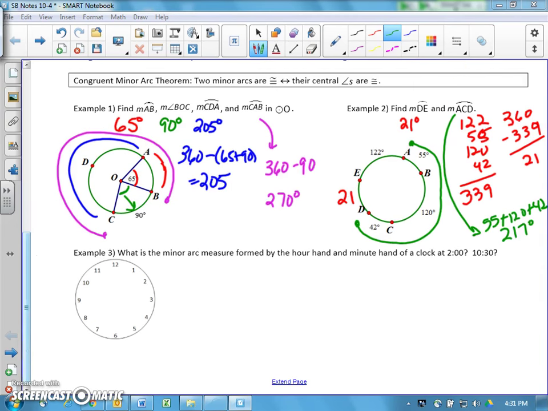This is a very typical application of angle measures. So let's think about what we know about a clock. We want to know the minor arc measured by the hour hand and the minute hand at 2 o'clock and at 10:30. So let's start with 2 o'clock. Here's my center. At 2 o'clock, the short hand is going to be pointing at 2, and the long hand is going to be pointing at 12.